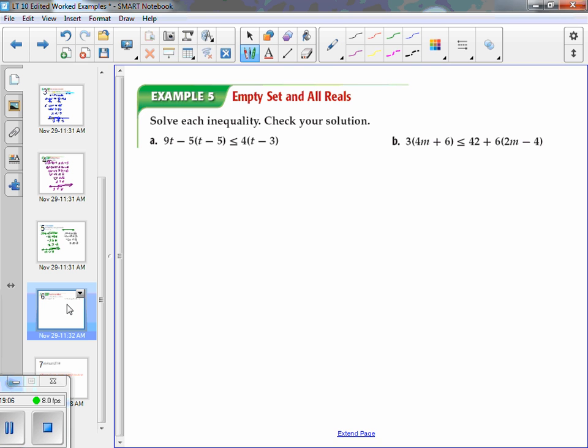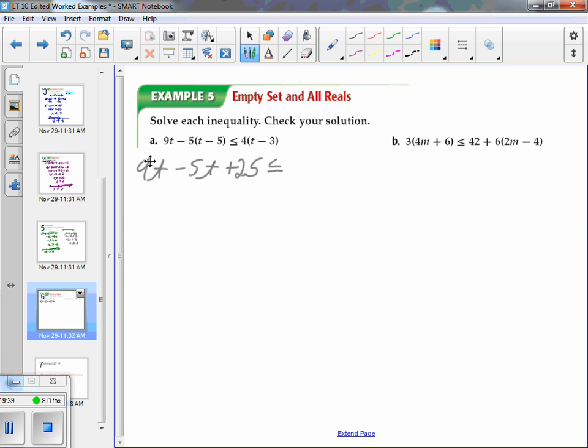All right, let's do one of these really complicated ones. Let's do A. We got a lot of simplifying to do here. So I've got 9t, and then minus 5 times the quantity t minus 5. I need to distribute that negative 5, don't I? Negative 5 times t is negative 5t. Negative 5 times negative 5 is positive 25. Less than or equal to.